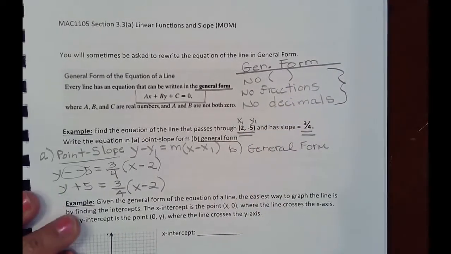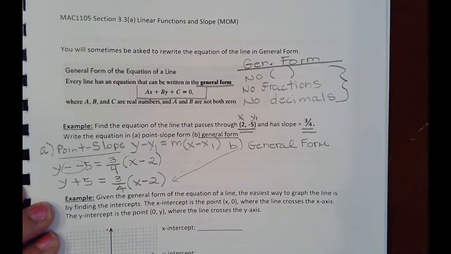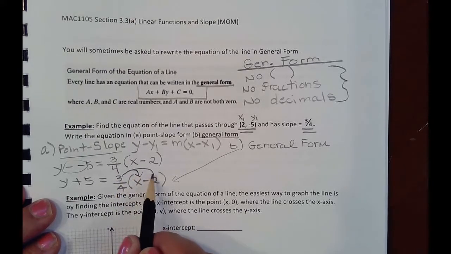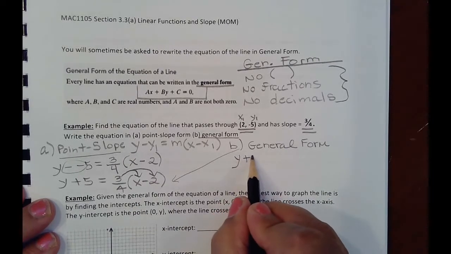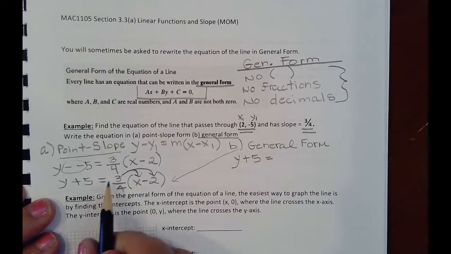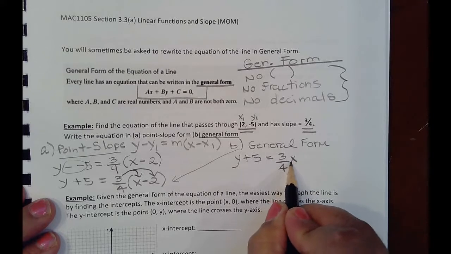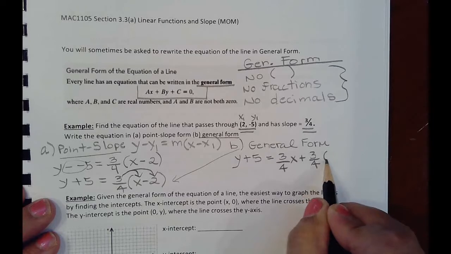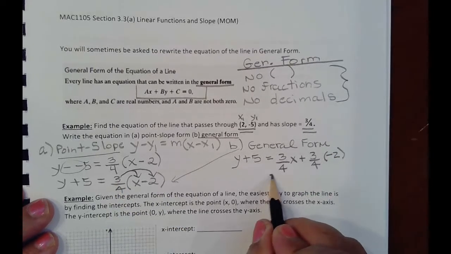Okay, so here we go with that. I'm going to go again right off of the last answer that I have. First, I'm going to get rid of the parentheses. So I'm going to carry this 3/4 right through to the x, and I'm going to also distribute it to the negative 2. Right now, I'm going to leave the 5 where it is. So it's y plus 5 is equal to 3/4 times x, which is 3/4 x plus 3/4 times negative 2.